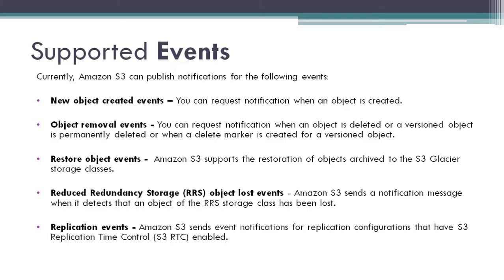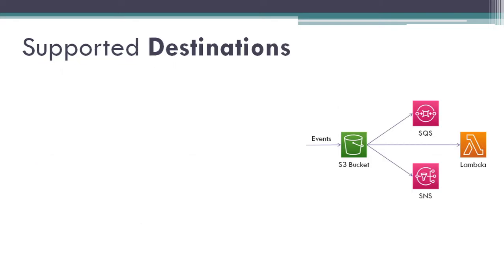Replication events. Amazon S3 sends event notifications for replication configurations that have S3 replication time control enabled. So in case of cross-region or same-region replication, if you enable S3 RTC, then you can select this replication event to get notified.